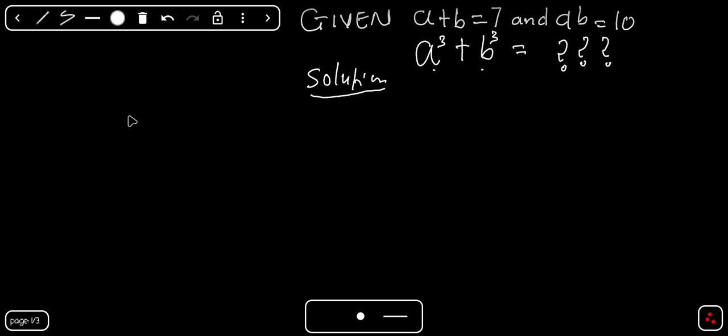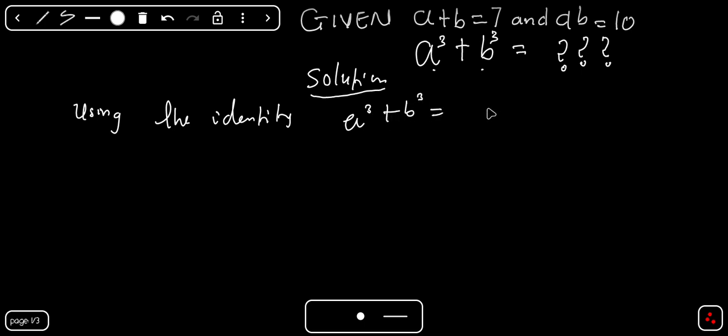So using the algebraic identity, a raised to the power of 3 plus b raised to the power of 3 is the same thing as a plus b raised to the power of 3 minus 3ab, then multiplied by a plus b. Take note of that. So a raised to the power of 3 plus b raised to the power of 3 will be equal to a plus b raised to the power of 3 minus 3ab multiplied by a plus b.